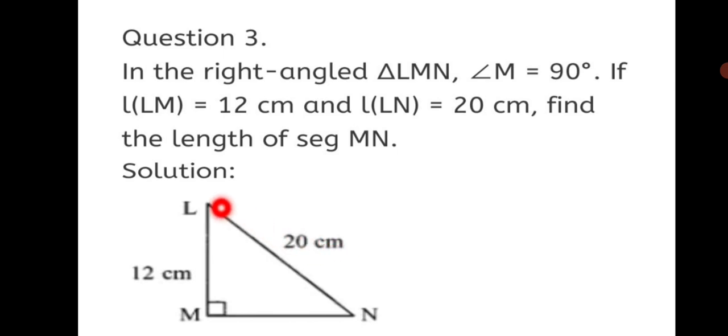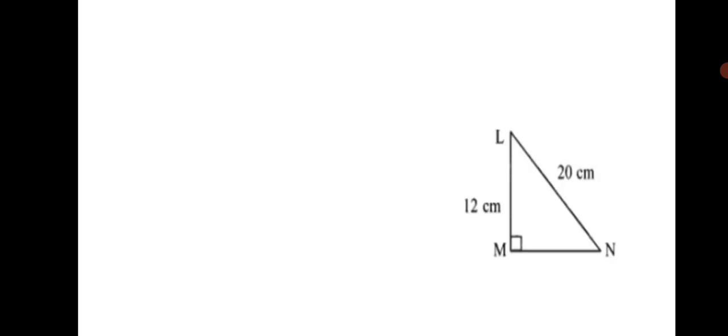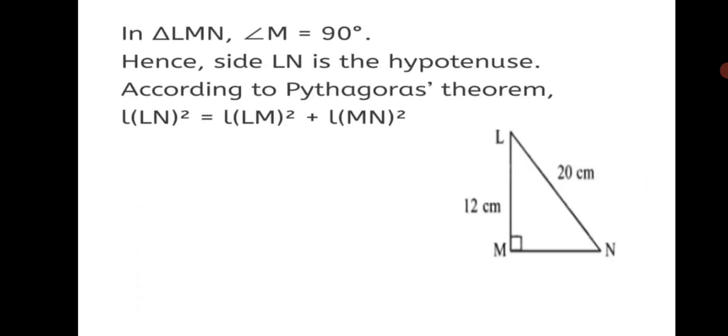Now we can see that LM is 12. So write LM 12 and LN is 20. LN is also the hypotenuse. That means we have to find MN here. Let's write: in triangle LMN, angle M is equal to 90 degrees. Hence, side LN is the hypotenuse. According to Pythagoras theorem, LN square is equal to length LM square plus length MN square.